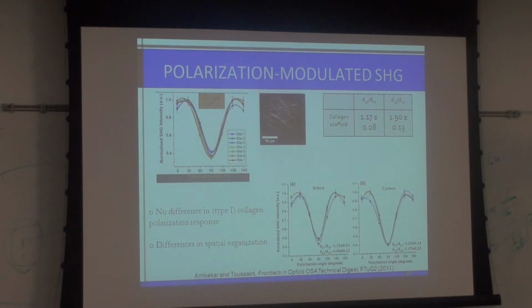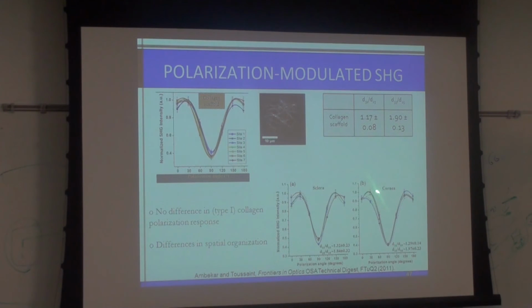Right? And so all we did here was we got some estimate of what these Ds look like for a collagen scaffold that you can engineer in the lab. So tissue engineers do this all the time. And we looked at, I think this was pig. The sclera is the white part of your eye, which is collagen. And the cornea is the transparent part of your eye, right?